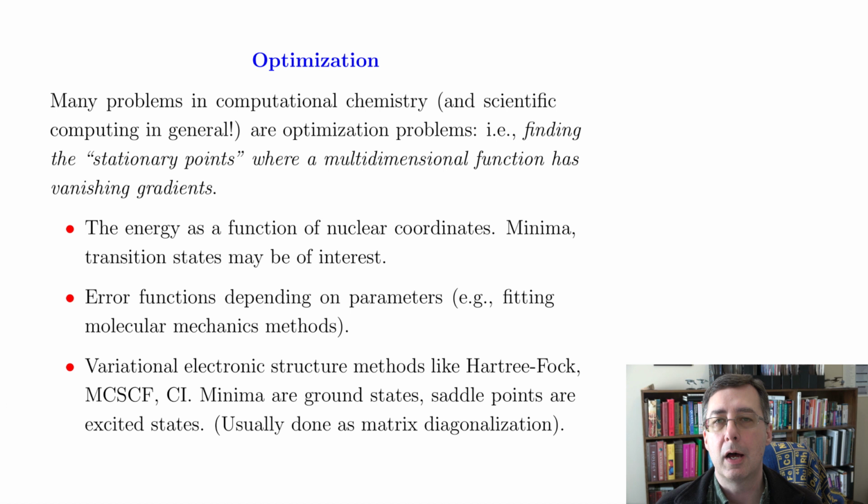And we've talked about a lot of electronic structure methods that are variational, like Hartree-Fock or density functional theory, or multi-configurational self-consistent field or configuration interaction, where the energy is always an upper bound in variational methods to the true energy. So we're trying to minimize the energy to hopefully get as close as we can towards the true answer. And a lot of those variational methods, we wind up casting those as a matrix diagonalization. But the first of those points, minimizing the energy as a function of nuclear coordinates, is our main focus for today.